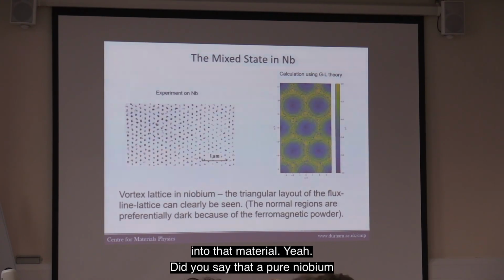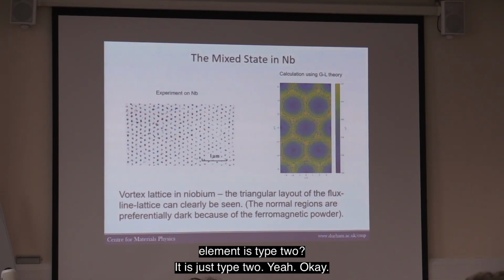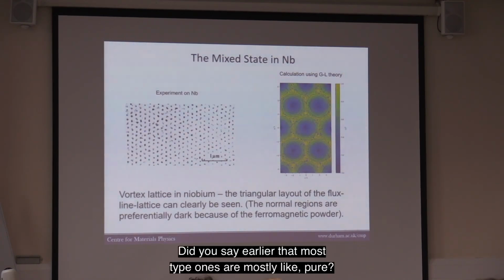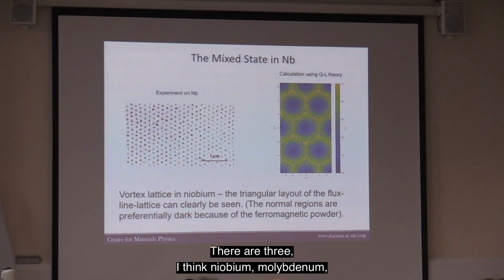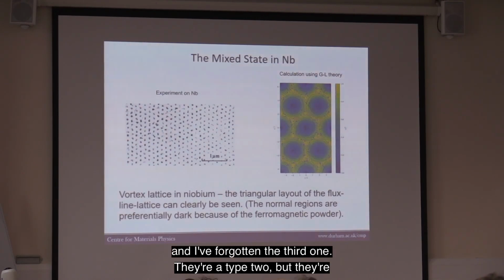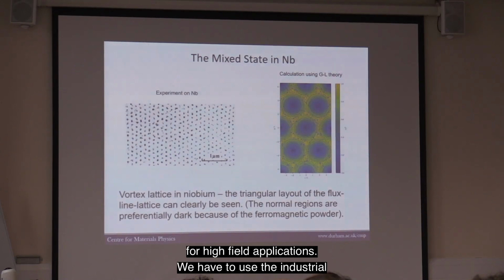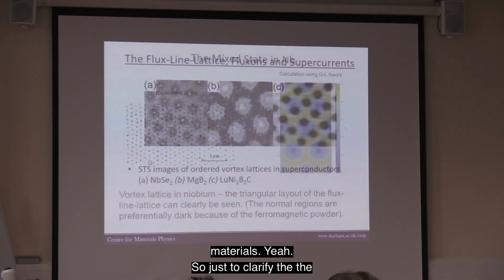Did you say that pure niobium, elemental niobium, is a type 2 superconductor? It is just type 2, yeah. Okay. Did you say earlier that most type 1s are mostly pure elemental? Is niobium an exception then? There are 3, I think. Niobium, molybdenum, and I've forgotten the third one that are type 2. But they're all low field superconductors. So we don't use any of the elements for high field applications. We have to use the industrial materials.